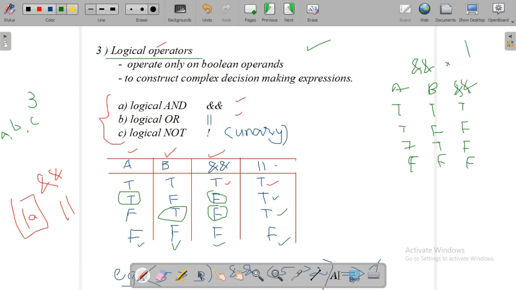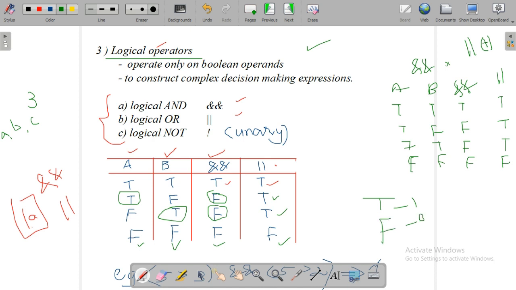Then in the case of AND, how will you write logical OR? OR is indicated by the plus operator. So we can represent this OR: true plus true, true. True plus false, true. False plus true, true. False plus false, false.